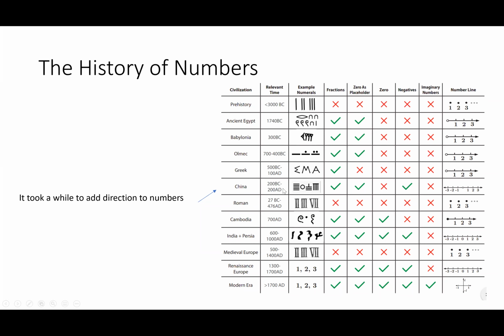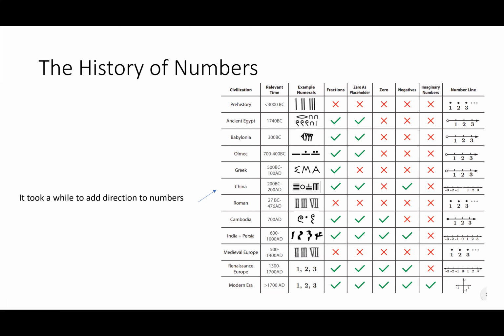Right around the turn from BC to AD, they didn't even have 0, because to them it didn't mean anything. To have 0 of something was completely meaningless, okay? Even though they had negative numbers, right? And I throw all that out there because if you think about this, imaginary numbers are maybe a little bit less abstract than they really seem like they should be.